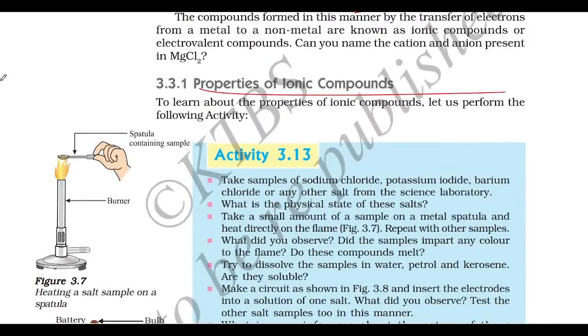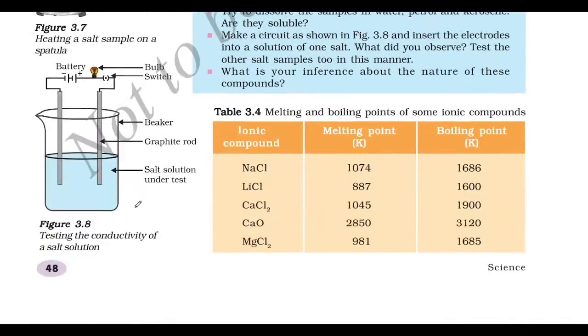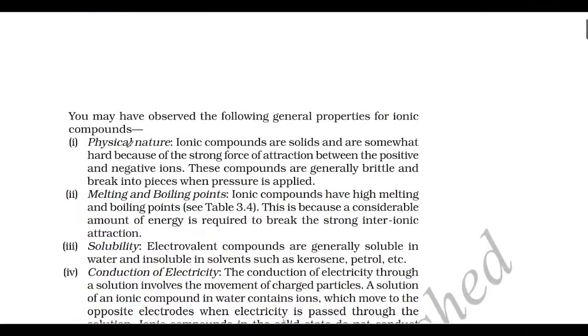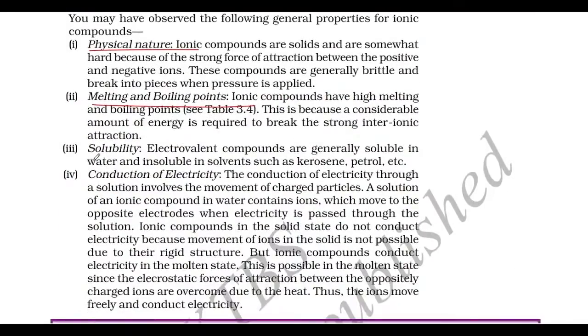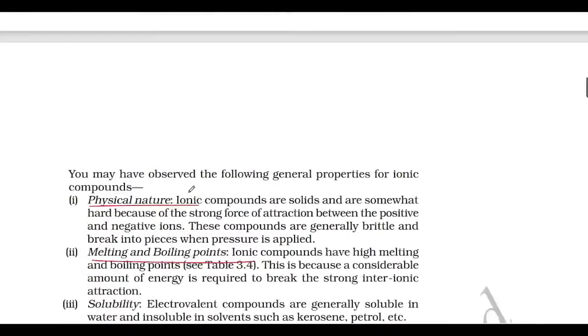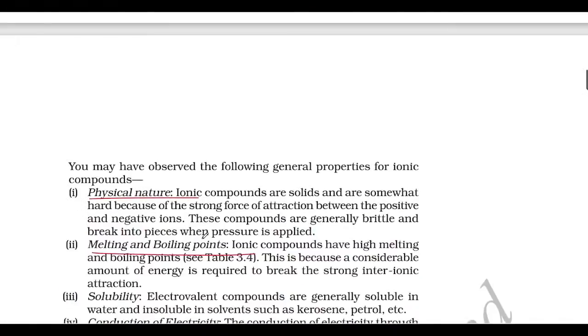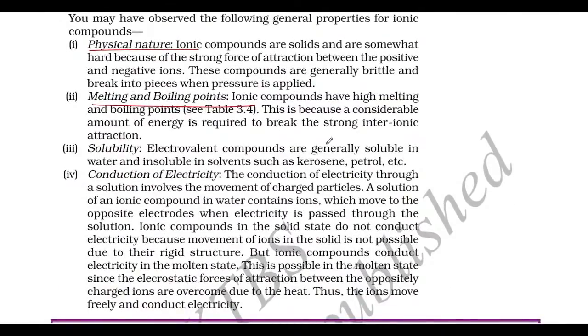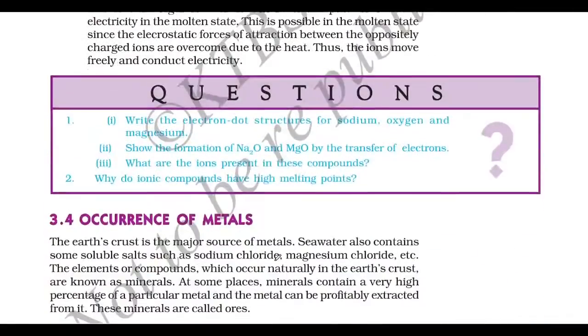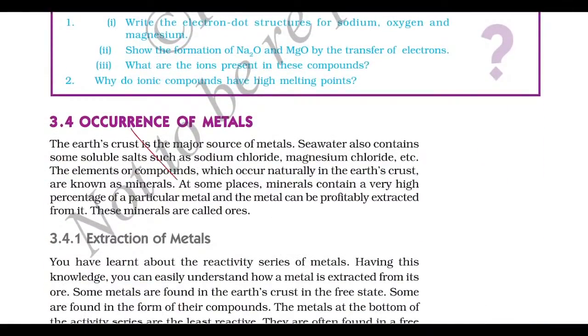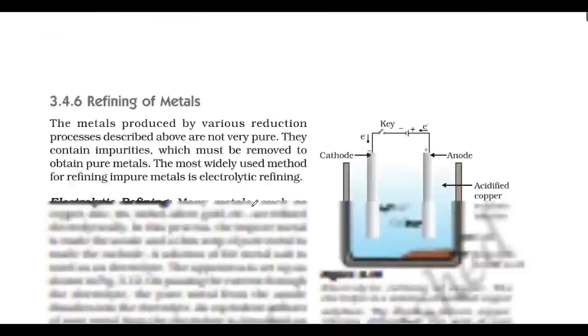And also, properties of ionic compounds are what? Important 2-mark question. Physical nature, melting and boiling point, solubility, conduction of electricity. The properties of ionic compounds are very important, and also you should know the meaning, which can be asked for 1 mark also. From the occurrence of metal, it is deleted for the exam.